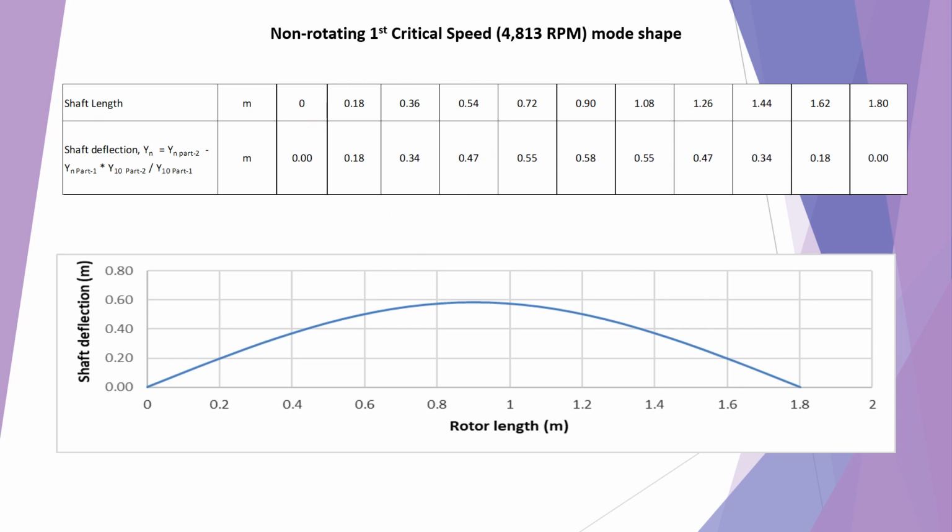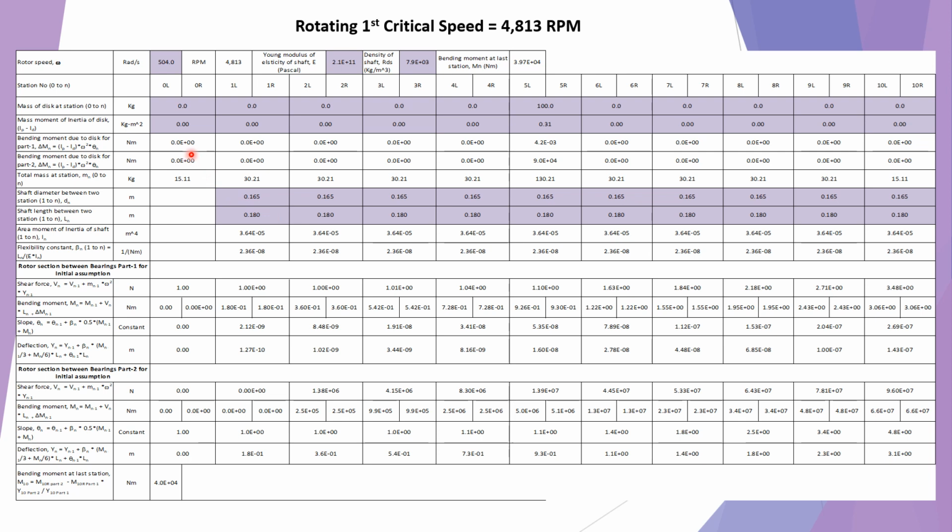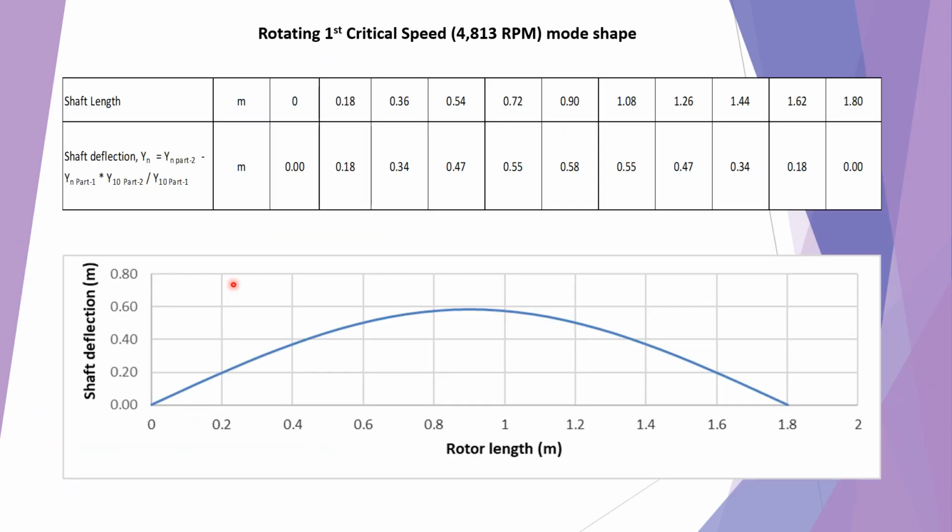Now this is the rotating first critical speed, 4813, and at the corresponding angular velocity of this critical speed, the bending moment at the last station on the right hand side becomes 0. This is the mode shape of the rotating case first critical speed. The x-axis is shaft length, the y-axis is deflection. This is similar.